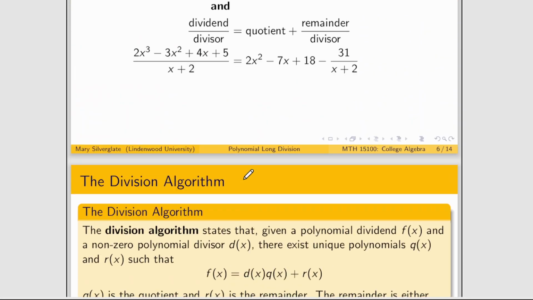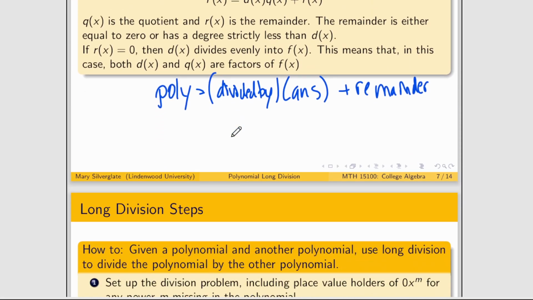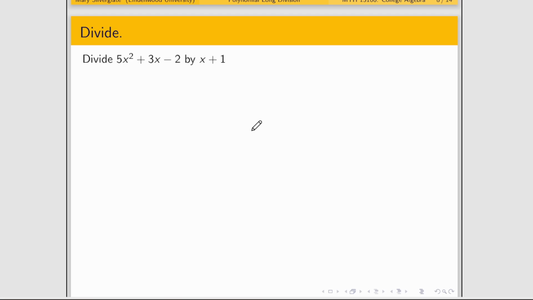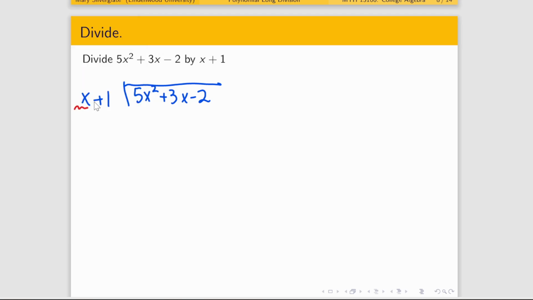The more formal way of saying that would be divisor times the quotient plus the remainder, and that the dividend is equal to that. And this is written out, but I think it actually makes the most sense if we just really carefully go step by step through it without the answer already being written out per se. So if we want to divide this, this means we're doing 5x squared plus 3x minus 2 divided by x plus 1.